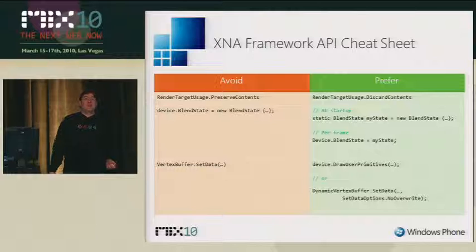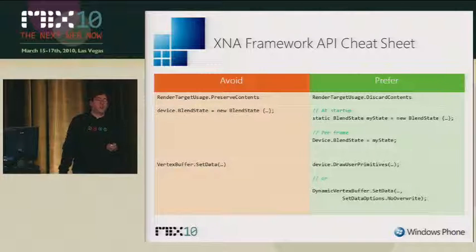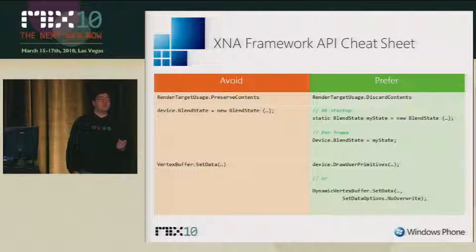A general pattern with any graphics objects is you should create these once at startup and reuse them. Don't create them every time you want to draw something. So if you see code that does something like setting device.blendState equals, I'm going to make a whole new blend state object from scratch and fill it in, that's a problem, because every time that runs, every frame, it's going to make a new instance of this type.